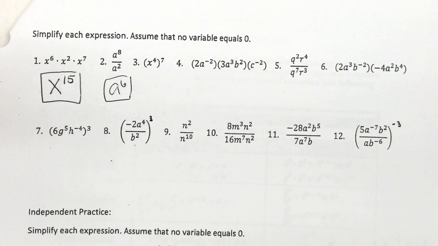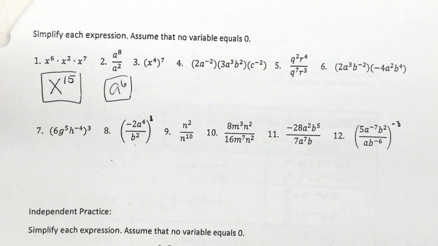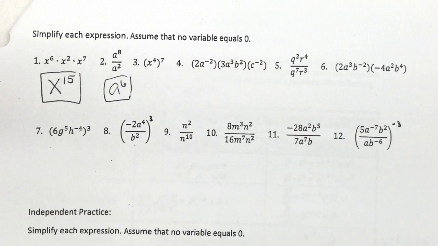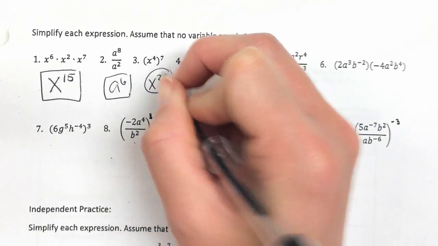Alright, number 3. Yes. Why are you subtracting? Because when you divide, you just keep the same base and subtract. So when you multiply, you add; divide, you subtract. What is 28? What's the final answer? X to the 28th power. Good. You multiply the exponents.